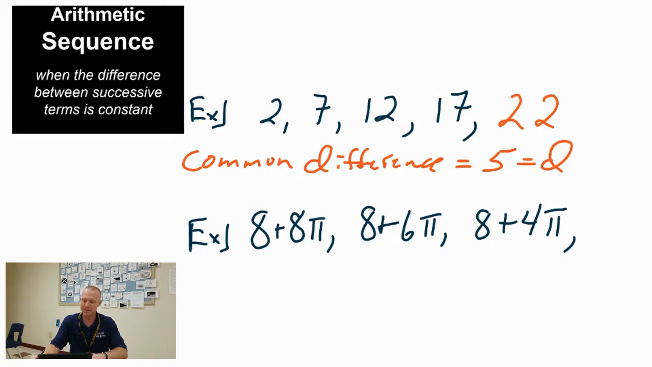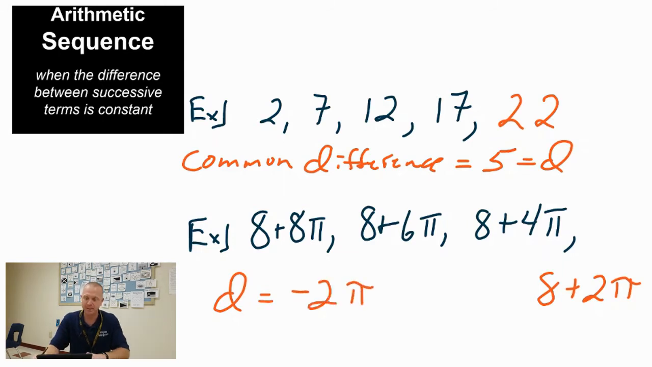How about these numbers? 8 plus 8 pi, then 8 plus 6 pi, and then 8 plus 4 pi. Again, you could tell me the next number. I hope you would say that it's 8 plus 2 pi. That's because you recognize that each one of these terms is going down by the same common difference. Again, we'll just denote that with a d. Yes, it's going down, and so the common difference would be negative 2 pi. Yes, a common difference can be negative.